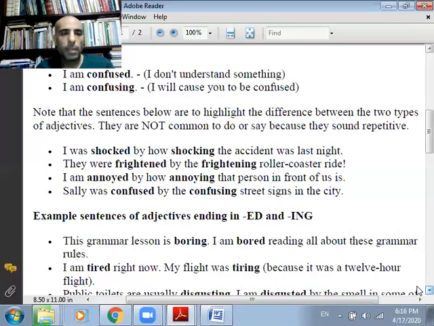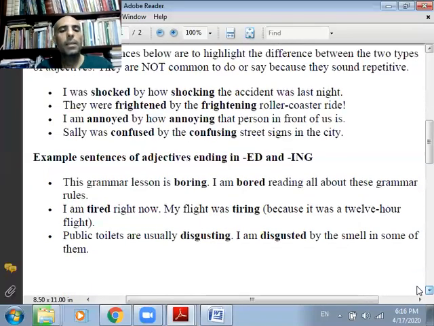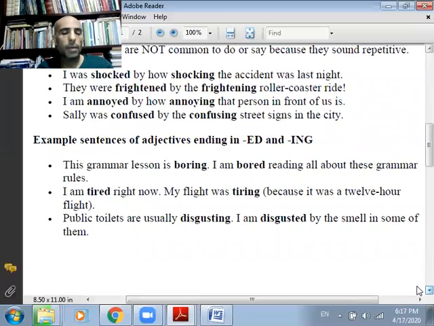They were frightened يبقى I have been affected by fear. لكن لما أقول the roller coaster ride was frightening, it has caused fear. I am annoyed يبقى I have been affected by annoyance، لكن I am annoying يعني I cause people to feel annoyed. Okay وقلنا الفرق بين. ناخد examples أخرى. This grammar lesson is boring. I am bored. يبقى إذا ده قلنا قبل كده. I'm tired right now. يبقى I feel tired. But the lesson or the writing or the flight or the game was tiring.